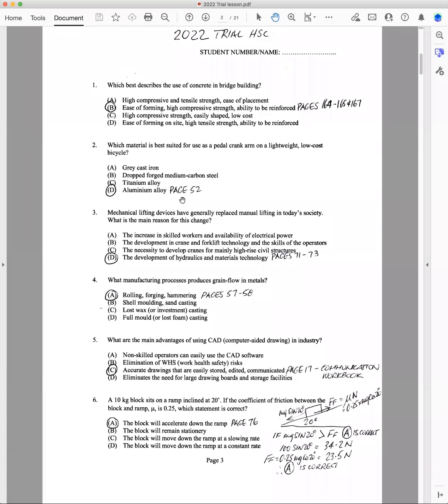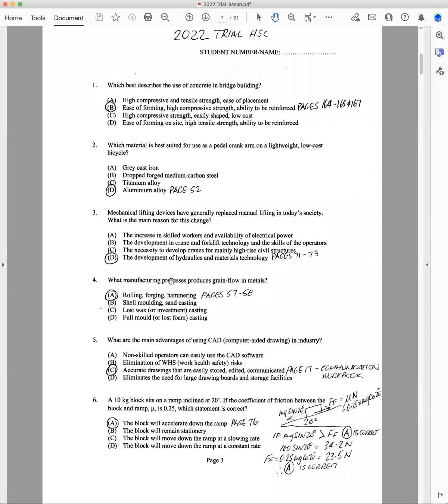Mechanical lifting devices have generally replaced manual lifting in today's society. What's the main reason for this? Correct response is D, the development of hydraulics and materials technology. And each of these will be incorrect. Some of them are correct, but this is more correct with some of these responses that you see with the multiple choice. So make sure that you read all of the responses here before you select the correct one. And you see this on page 71 to 73.